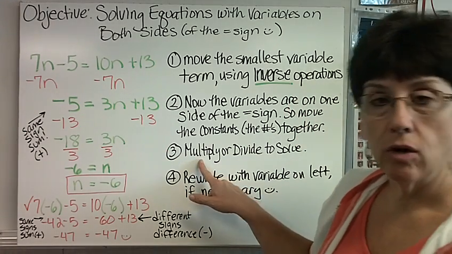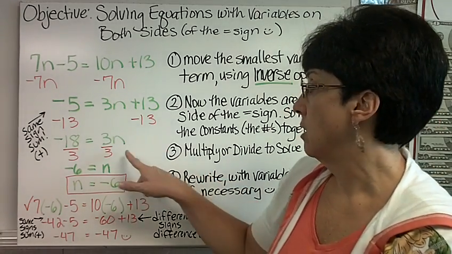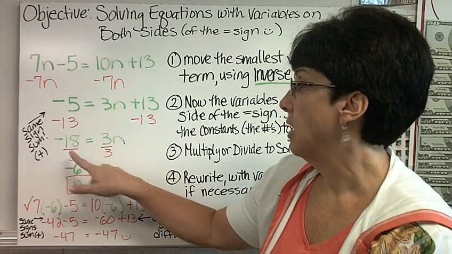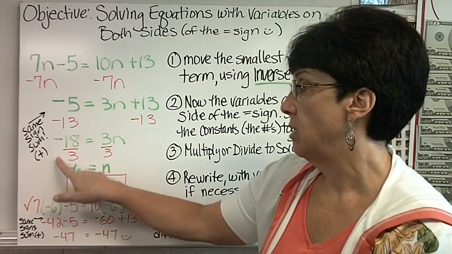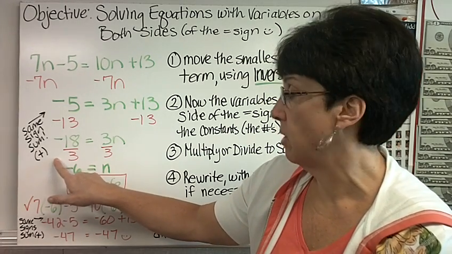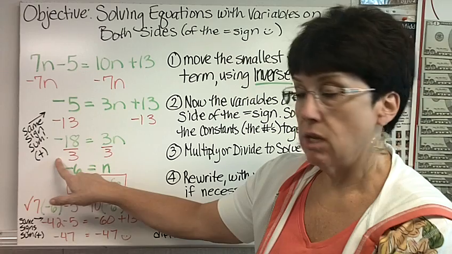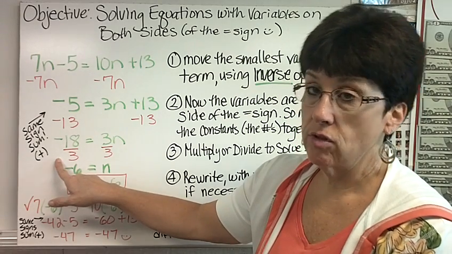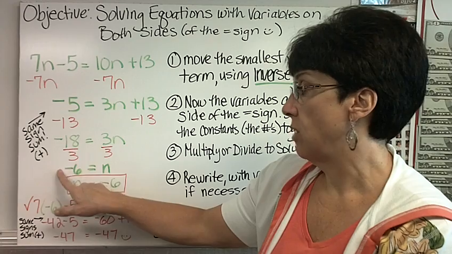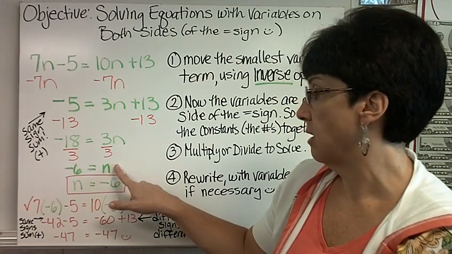Finally, I multiply or divide to finish solving. So this is 3 times n, so I divide both sides by 3. -18 divided by 3. Now, is your answer going to be positive or negative? Well, in multiplying and dividing, if they're the same sign, it's positive, but different signs, it's negative. So I have -6 = n.